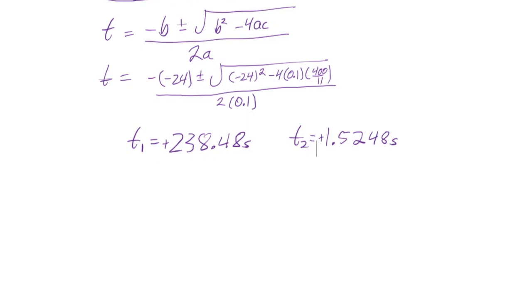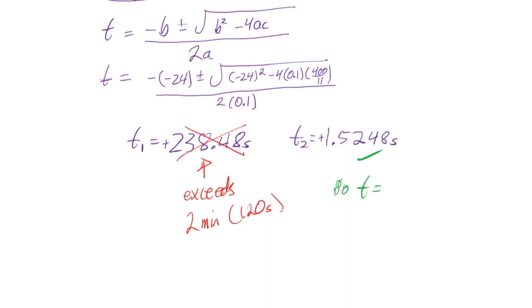So now, since 120 seconds is the absolute limit, that means we can't use this time because that exceeds 120 seconds. So therefore, the amount of time they must have accelerated for was 1.5248 seconds, or to 4 sig figs, 1.525 seconds. And congratulations on completing your first Dream Crusher.